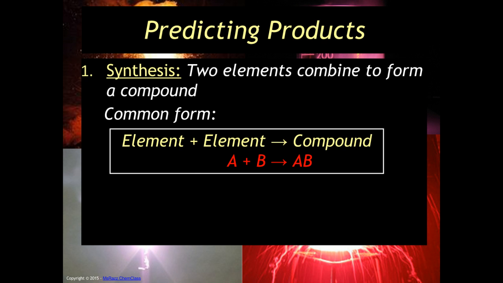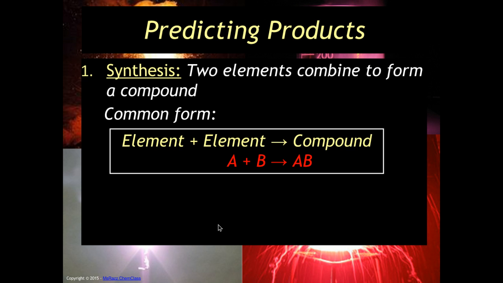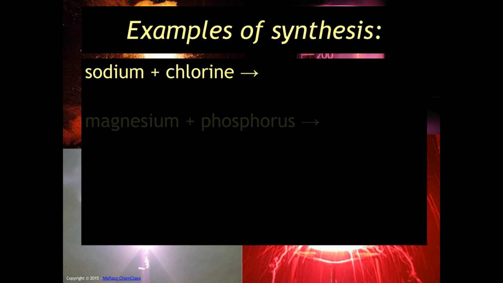So the very common form for synthesis is an element plus an element yields a compound. So A plus B yields AB, because A and B will react to give you a compound with A and B in it. Because remember, you have to have the same amount of atoms on the reactant side as you do on the product. So let's look at some examples.